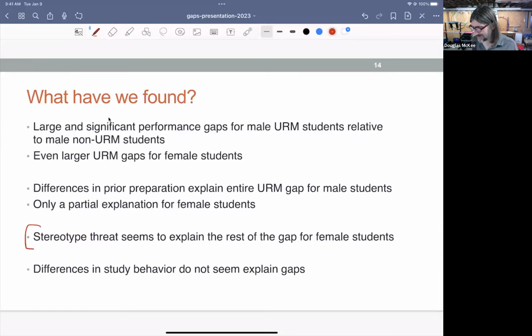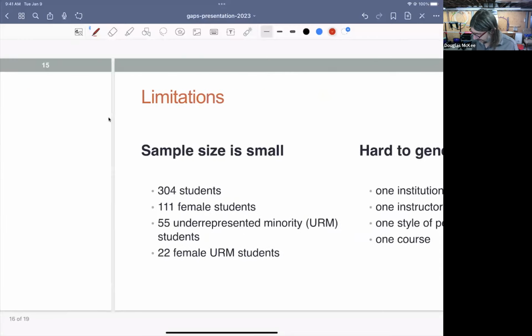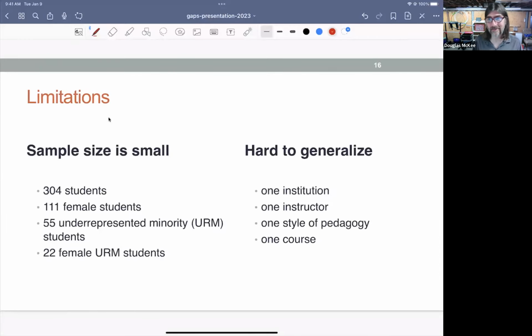All right. So I'm going to go back to limitations. The big one is the sample size is too small. There's only so much we can say when we only have 300 students. Honestly, this is the biggest red flag on the whole study because we've only got 22 here. It's also really hard to generalize. We've got the one institution, the one instructor, the one way of teaching the class, the one content. Everything we're observing here might only happen in this context. We don't know.